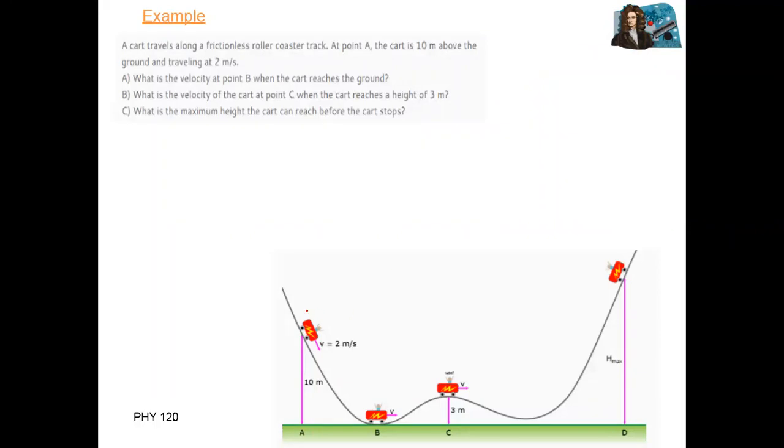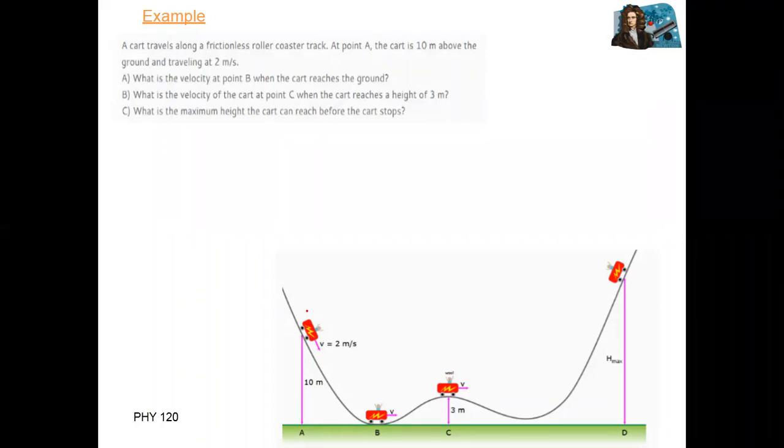You can see a car traveling along a frictionless roller coaster track. At the point A, the cart is 10 meter above the ground and traveling at 4 meter per second. So we can find the total energy at position A, then how we can find velocity at position B, velocity at position C, and maximum height at position D. So first of all, at position A, how we can find?